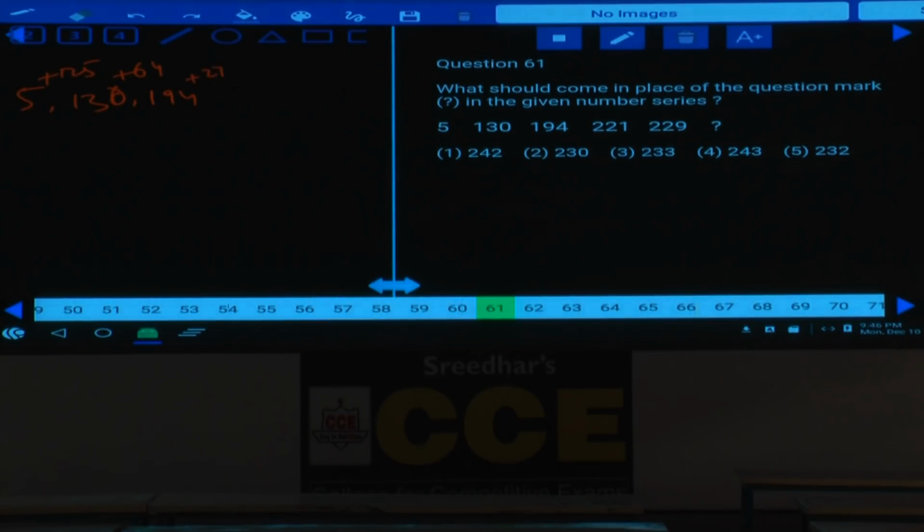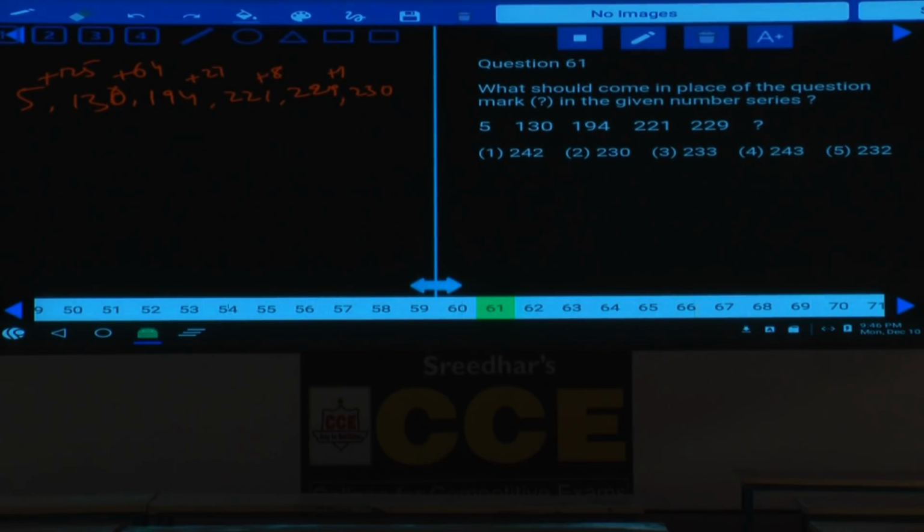Here the difference between these two is 27, 221. Next one is 8, 229. Next one must be how much? 1 cube. 1 cube is how much? 230. Now the differences between the numbers are 5 cube, 4 cube, 3 cube, 2 cube and 1 cube. 230, choice 2. Question number 61.